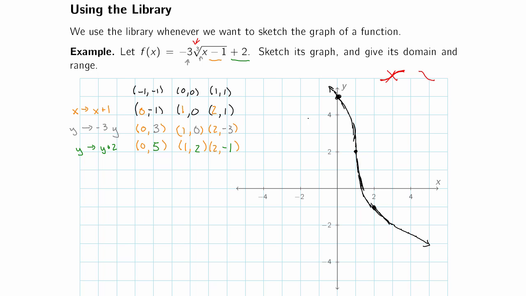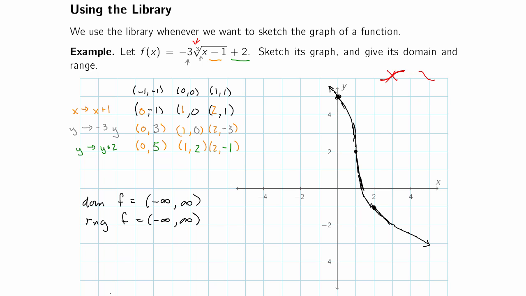We'd also like to give its domain and range. Because this is a cube root function, the base function's domain and range is all real numbers. We know that transforming all real numbers doesn't change it. So we know that the domain of f is all real numbers, and the range of f is also all real numbers.